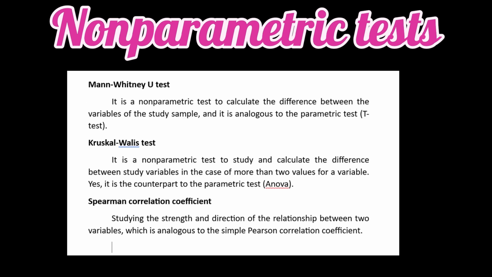Mann-Whitney U test. It is a non-parametric test to calculate the difference between the variables of the study sample, and it is analogous to the parametric t-test. Kruskal-Wallis test. It is a non-parametric test to study and calculate the difference between study variables in the case of more than two values for a variable. Yes, it is the counterpart to the parametric test, ANOVA. Spearman correlation coefficient, studying the strength and direction of the relationship between two variables, which is analogous to the simple Pearson correlation coefficient.